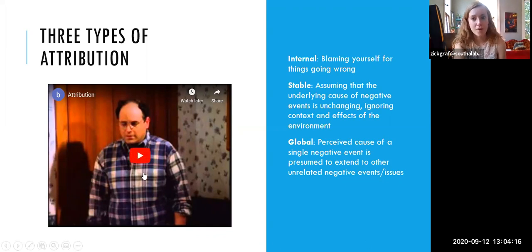I will give a depression-related example of this in a couple slides, but I couldn't resist this demonstration of someone making what's known as an attribution error. So incorrectly making a stable attribution about something and not taking into account the impact of the environment.